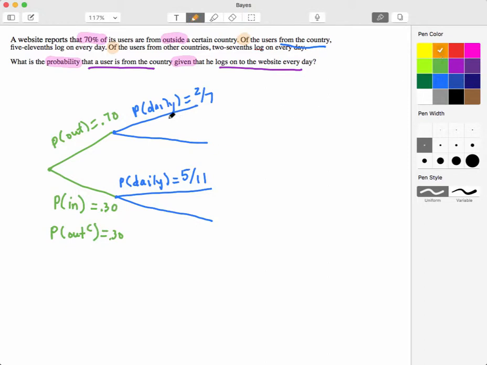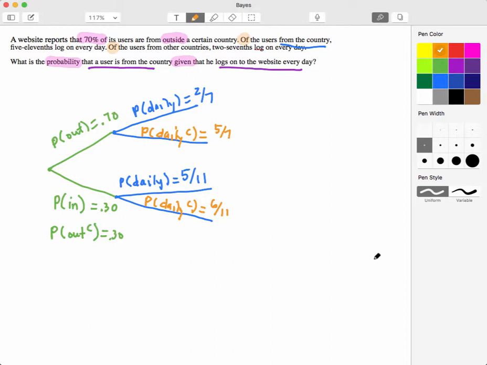So if I wanted to keep on going, I could say the probability of daily complement just seems a little bit easier than trying to figure out what's the opposite of daily. Not daily. That's a lot of words to write down. I would write 5/7. And then the same thing right here, the probability of not logging on daily, so daily complement, the complement of 5/11, that would be 6/11. Now we actually don't need to use these numbers here in orange. I just put it in there for completeness.